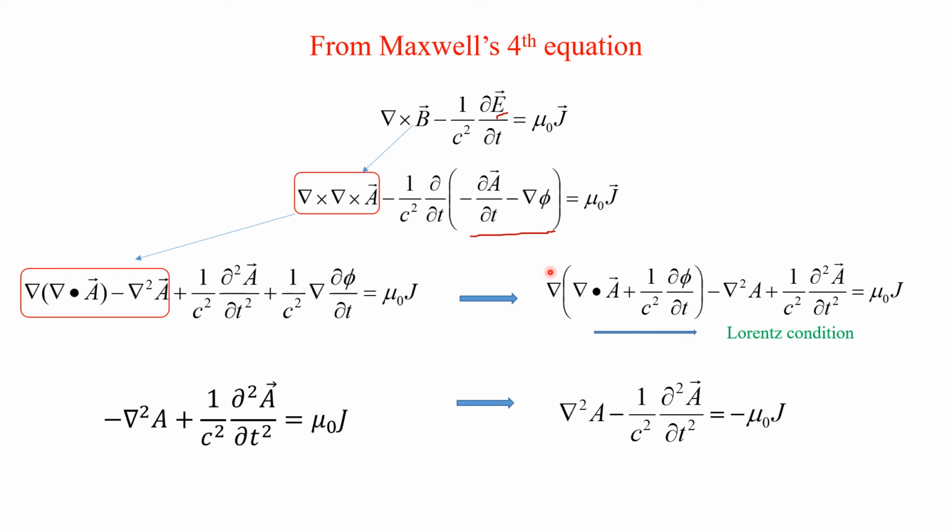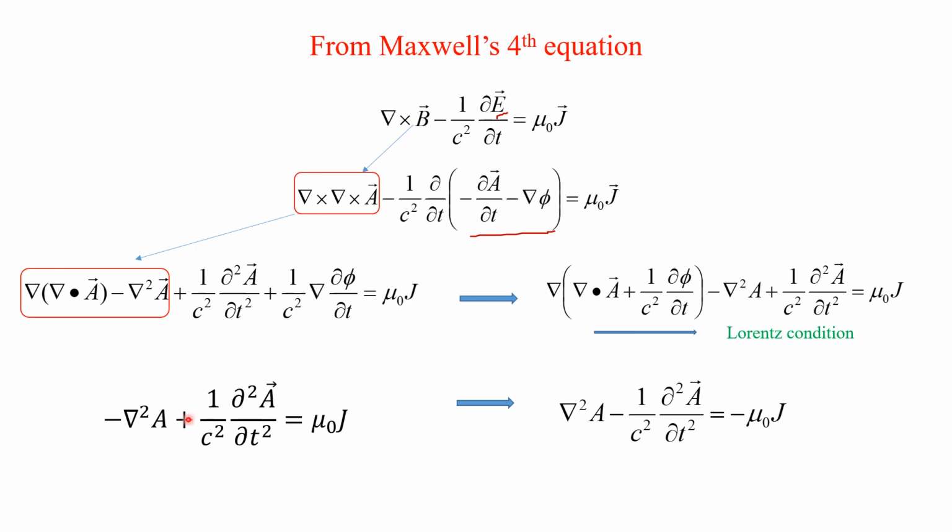The term inside the bracket is called the Lorentz condition. According to the Lorentz condition, this will be 0. So the terms left out are minus del squared A, the third one, plus 1 over c squared delta squared A over delta t squared, which is equal to mu J. That is this one and this one, and of course the right hand side.